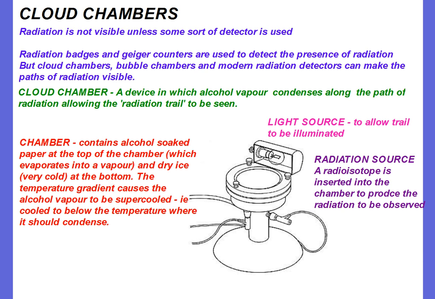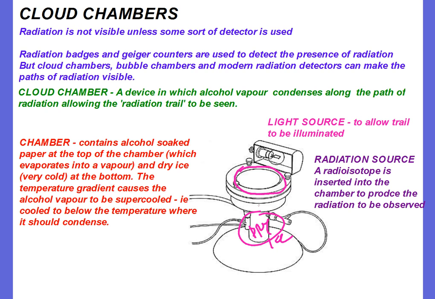The next thing, though, is the chamber. The chamber is very important. At the top of the chamber, you've usually got some reservoir, or something like filter paper, which has been soaked with alcohol, and that alcohol evaporates into vapor. At the bottom of the chamber, you've got dry ice. So that keeps it very, very cold at the bottom.